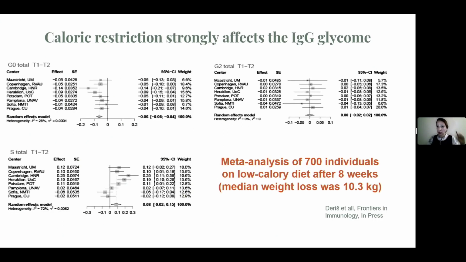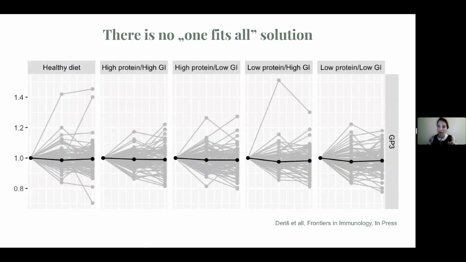In another paper that is just accepted, so this is completely fresh, caloric restriction also strongly affected the IgG glycome, and in general, it would generate a more anti-inflammatory IgG glycome. However, when these people were put on weight maintenance diets, which were different diets defined, for instance, as high protein, high GI, high protein, low GI, and so on, there was no general trend.